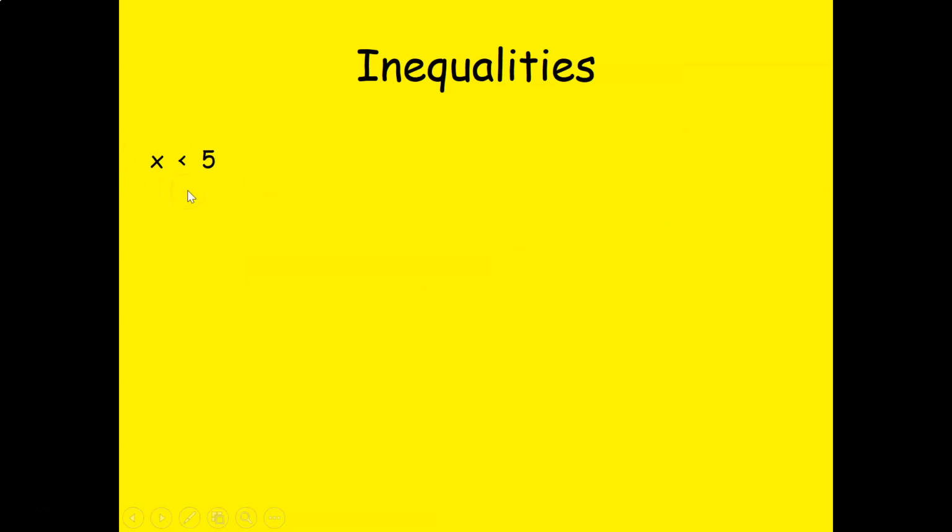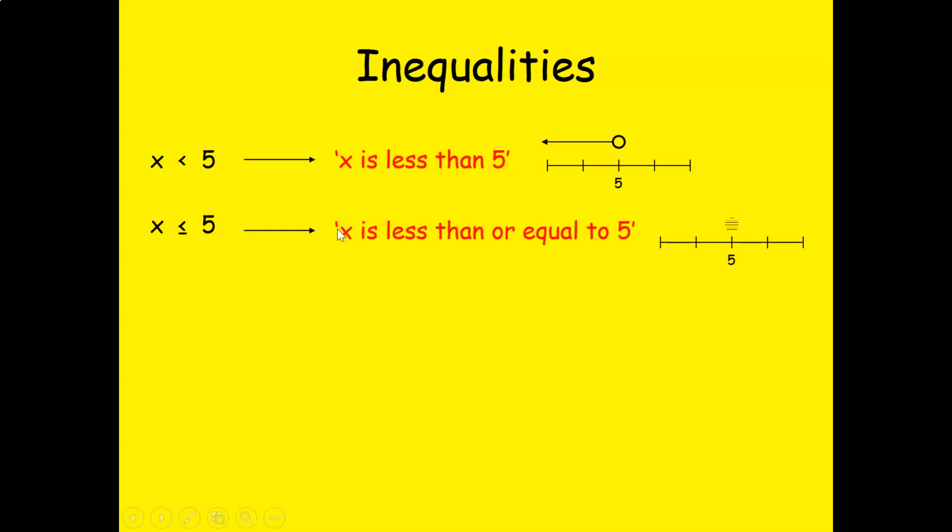X is less than 5. And that is the graph for x less than 5. Okay, so it's a circle and an arrow to the left. X less than or equal to 5. And its graph is a solid dot because there is an equal sign, a solid dot and an arrow going to the left.